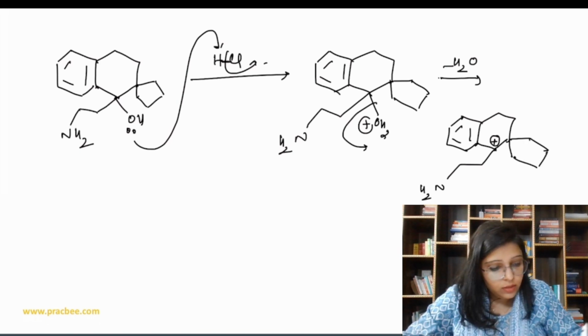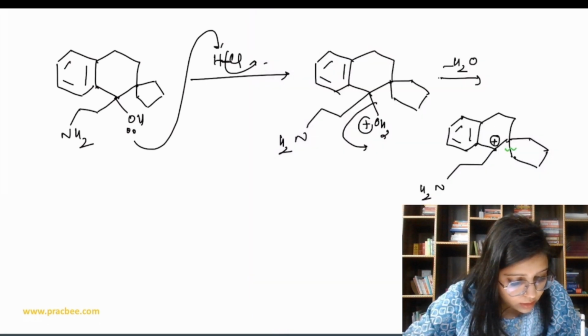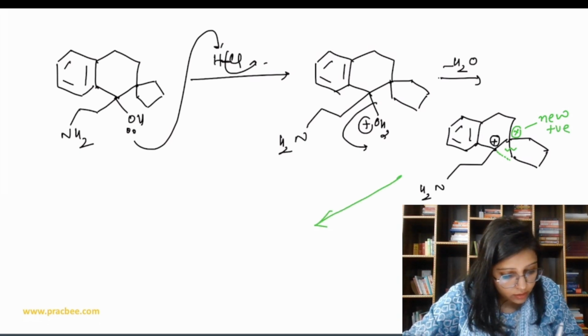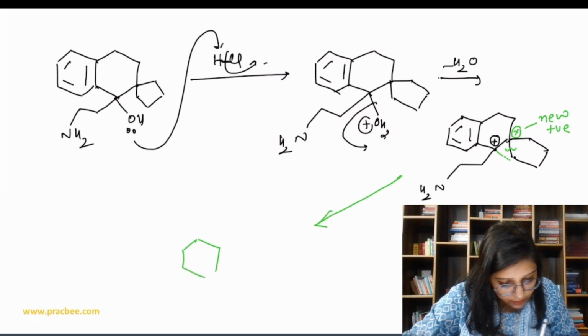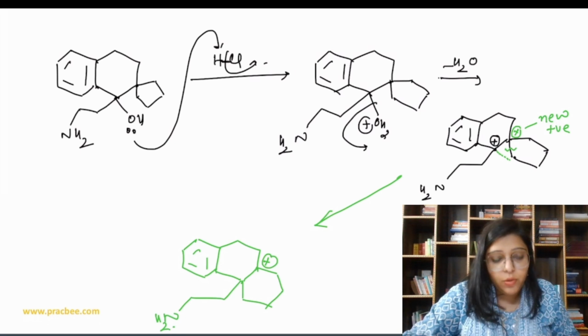Okay. Now what we are going to do? Let's expand the ring. So just break this bond and form a new bond over here. So we will have positive charge over here. This is the new positive charge. Okay? So by doing so, we get this. Here we have positive charge, and here we have CH2, CH2, NH2. Now the positive charge is there.